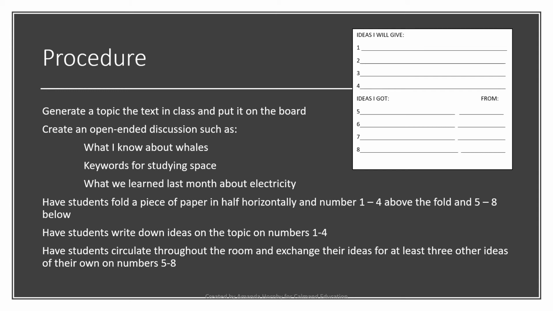Give the students a piece of paper and fold it in half horizontally, and on the top you write number 1 to 4, and underneath you'd write 5 to 8. So you can see an example of what it could look like. You have your students write their own ideas of what they need to discuss on numbers 1 to 4, and then as you go around the room, the students would pair up and exchange ideas one to one. So they would give one idea, number 1, and they would get an idea from somebody and write it in their number 5, and they would go through until they've filled the sheet.